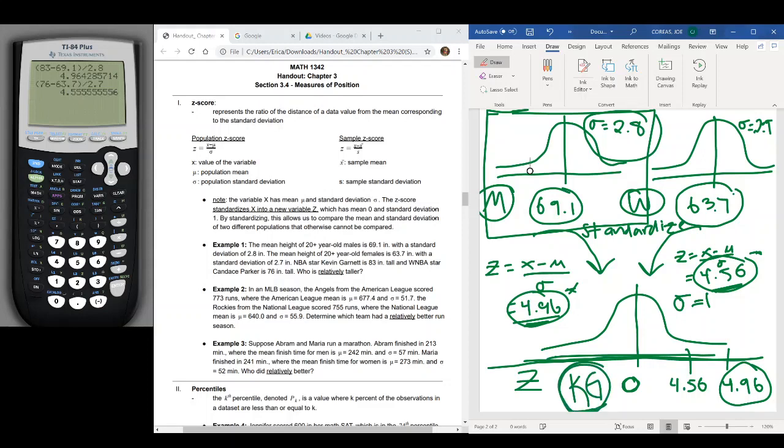What that means is, notice, on the Z curve, on a bell curve, this is the mean, this is average. Both of the individuals are actually taller than average. The question is, though, who is relatively taller between the two? Although both are taller than their respective population, Kevin Garnett is actually the taller of the two, relatively speaking.